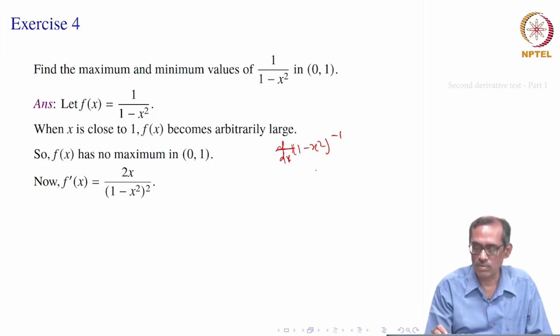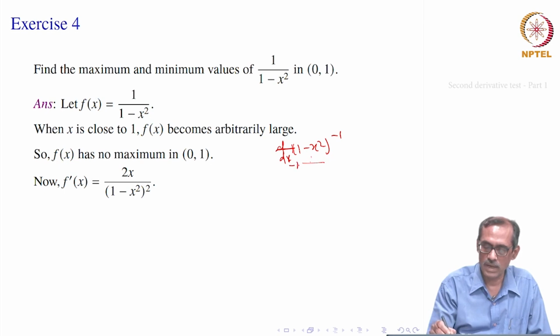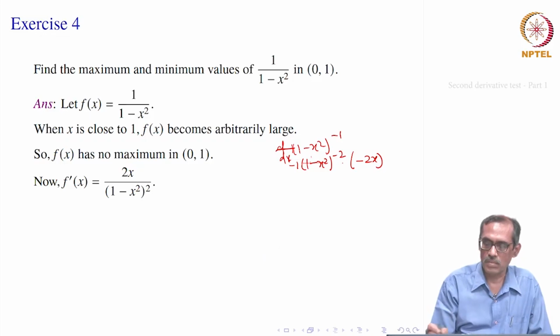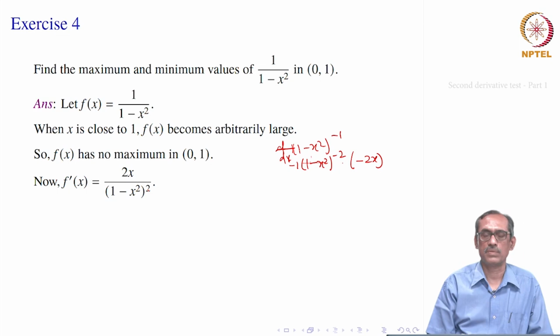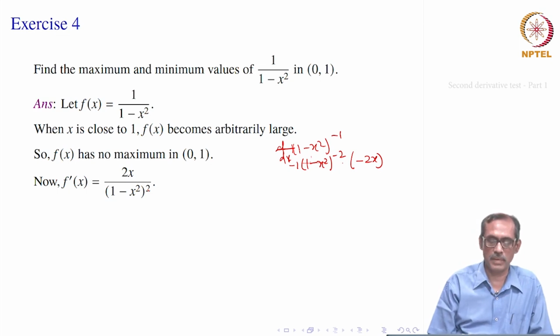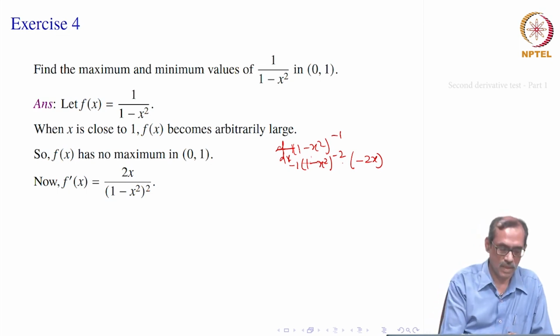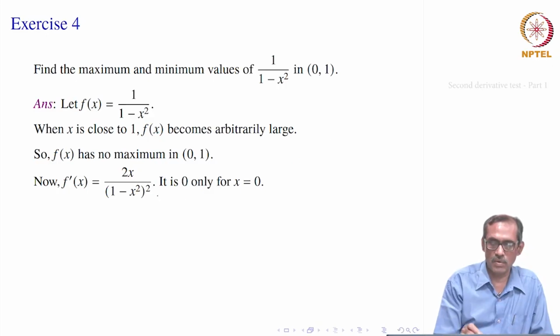So, using the chain rule, we would get 1 divided by, it is minus 1 into (1 minus x square) to the power minus 2 into the derivative of (1 minus x square) with respect to x, which gives minus 2x. So, minus minus cancels, you get 2x divided by (1 minus x square) to the power 2. That is how f prime x is. So, now it is 0 only for x equal to 0. That means there is only one critical point, which is x equal to 0.